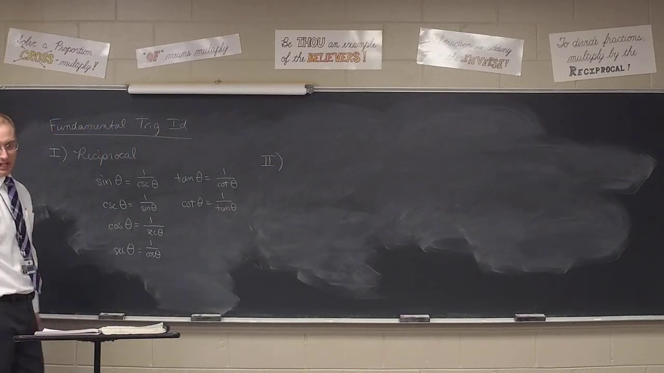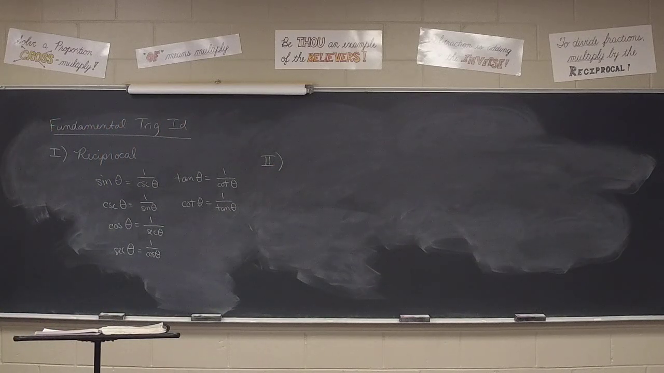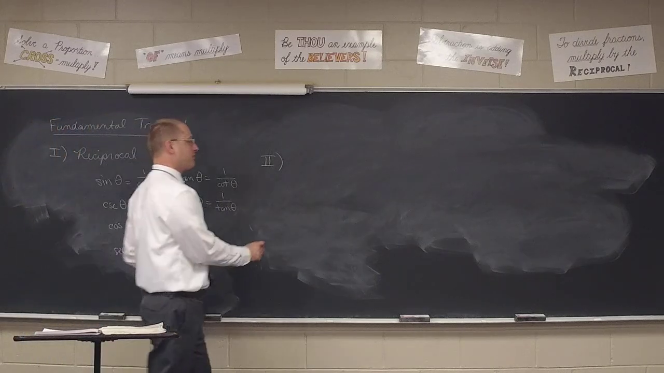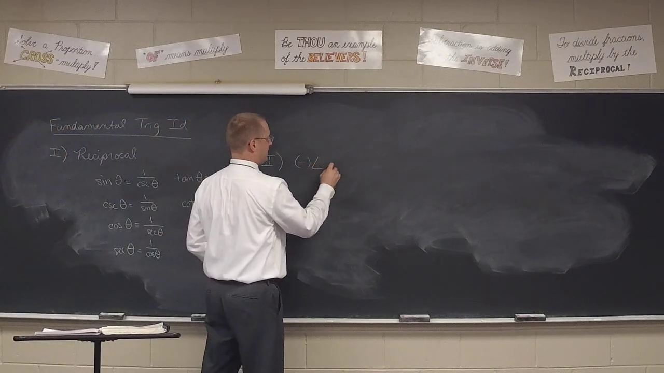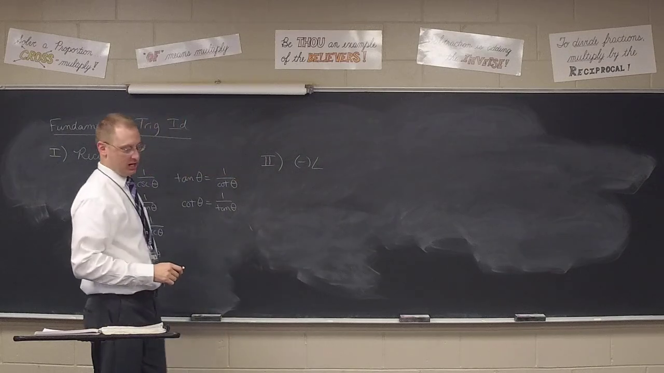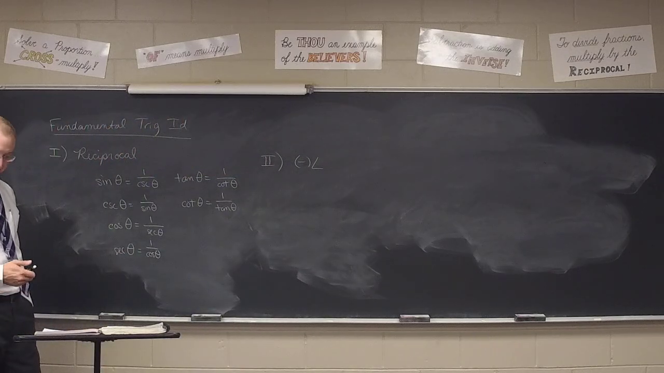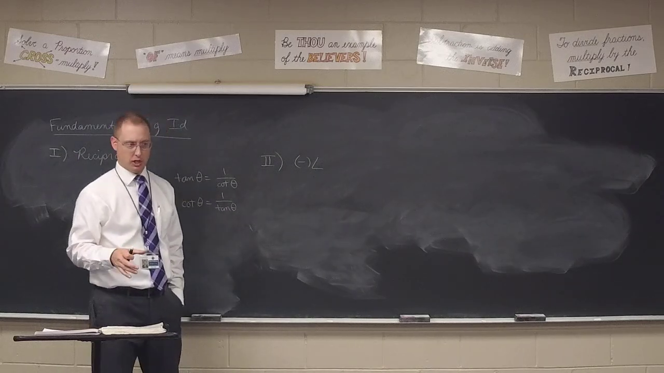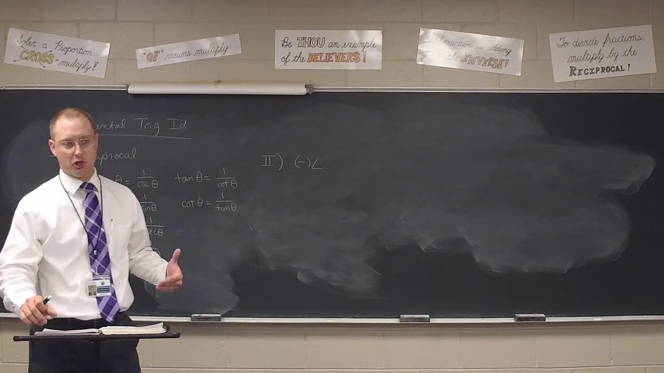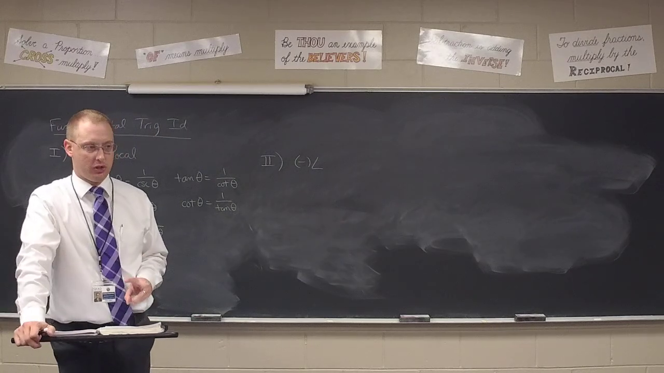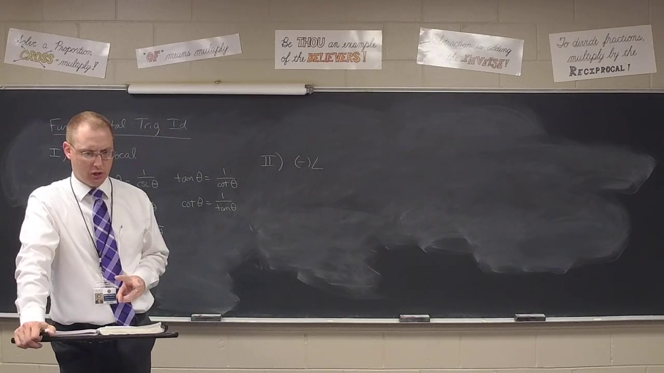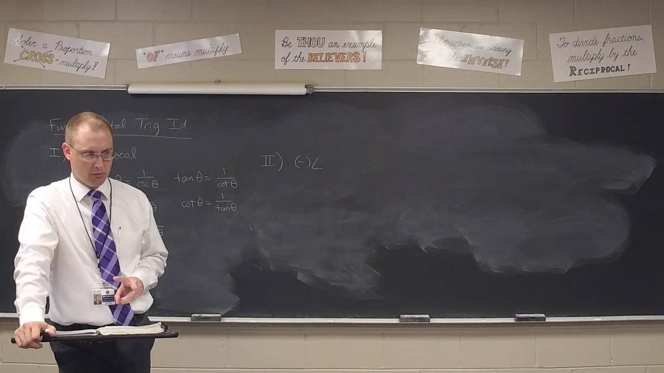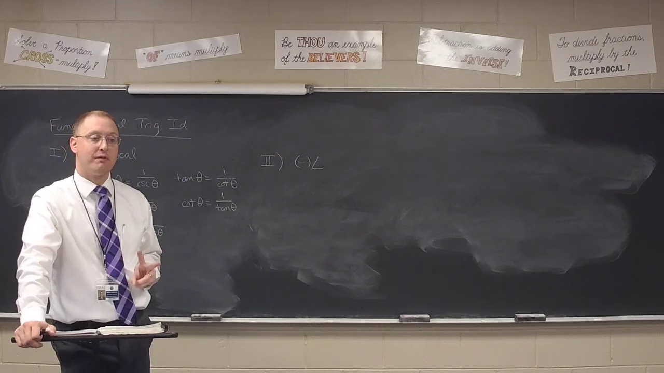A second set of identities, Roman numeral 2. Second set of identities that we need to memorize are what we call the negative angle identities. I cheat and use shorthand. Negative angle identities. These stem from the idea of even and odd functions. As we were graphing our different trig functions, we said that 2 functions were even. Which 2? Cosine and secant. Cosine and secant were even functions.